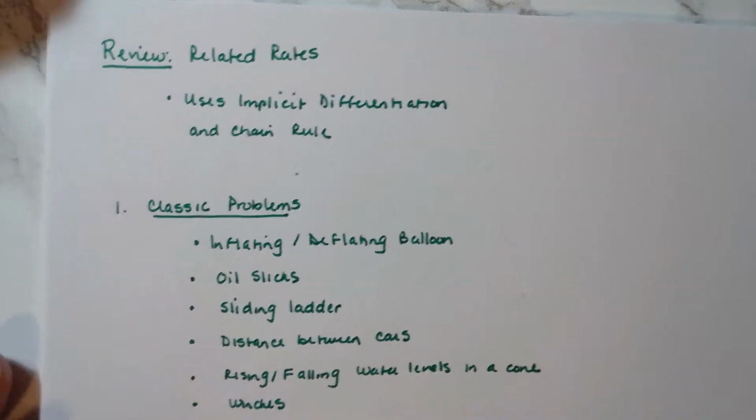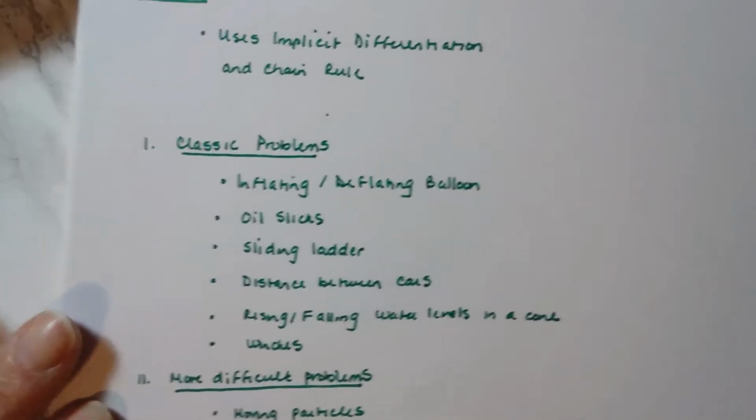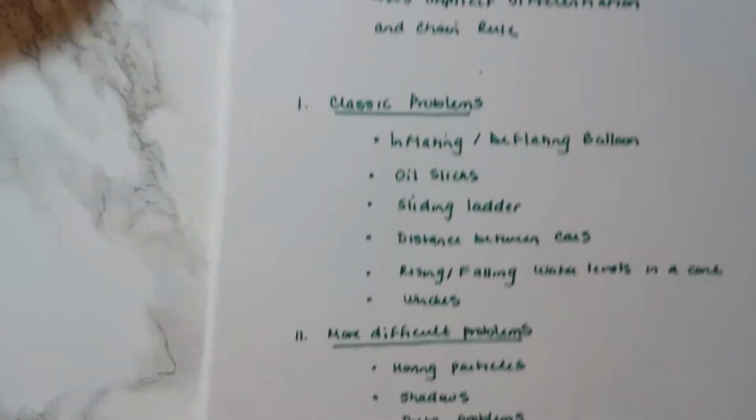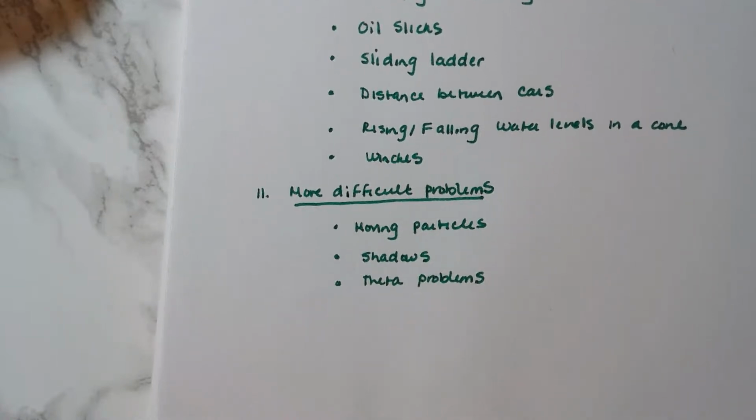And there's two types of related rates problems. There's the classical problems, which we covered in class, right? So inflating, deflating a balloon, an oil slick, so circle problems, heating a circular plate, the sliding ladder problem, distance between two cars moving, rising and falling water levels in a cone, and we did, I believe, winches. And the problems that students find a little more difficult are the moving particles, the shadow problems for sure, and theta problems, so where the angle is changing in relation to some other changing quantity.